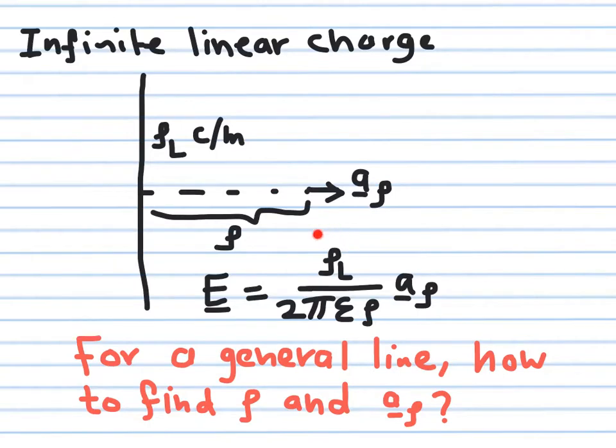The value of the linear charge density, which is given in the problem, the normal distance from the observation point where I'm measuring the field to the linear charge, so this angle here is 90 degrees, and the unit vector a rho. This is okay if we have a linear charge oriented along the z-axis. But what if we have a general line in three-dimensional space? How do we calculate this distance rho, and how do we calculate this unit vector a rho? So let's see how we can do that in the general case.